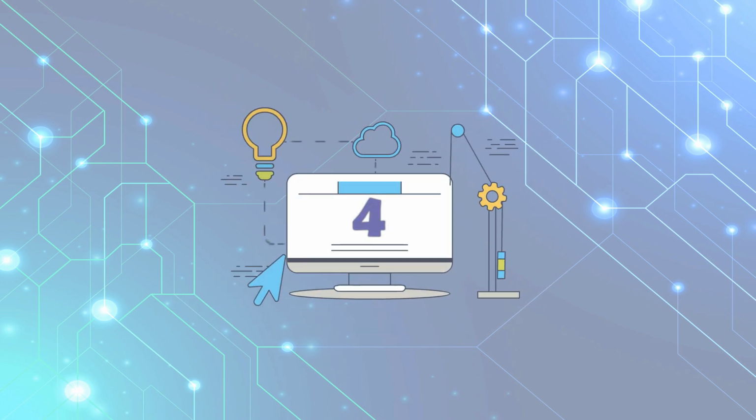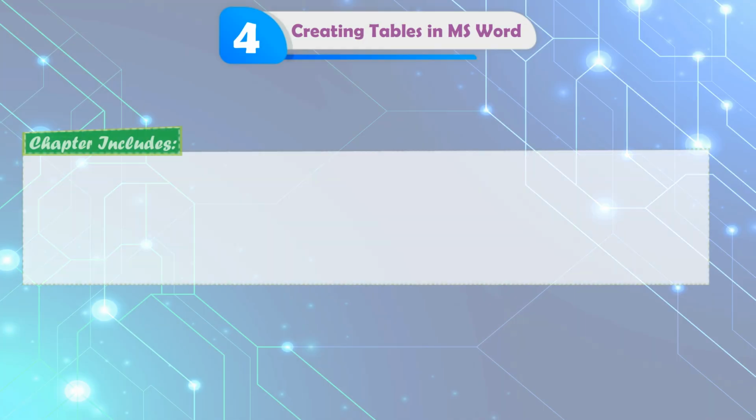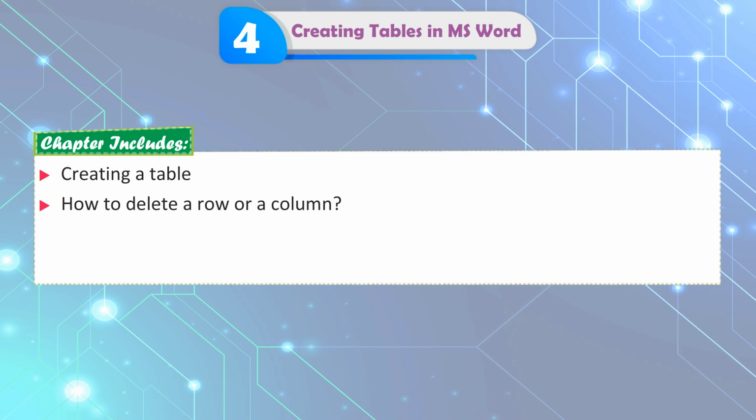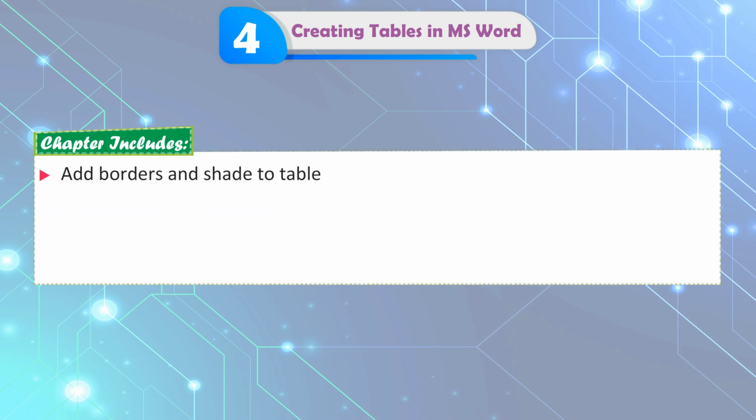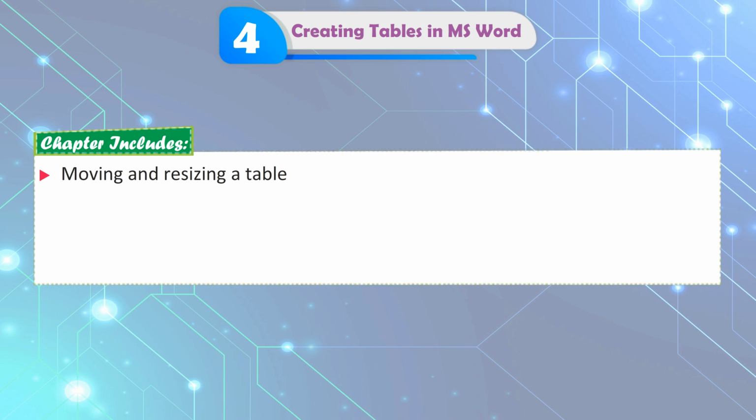Chapter 4. Creating Tables in MS Word. Chapter includes creating a table, how to delete a row or a column, merging cells, aligning the text in a cell, add borders and shade to table, how to insert rows and columns, change the row height or column widths, splitting cells, moving and resizing a table.